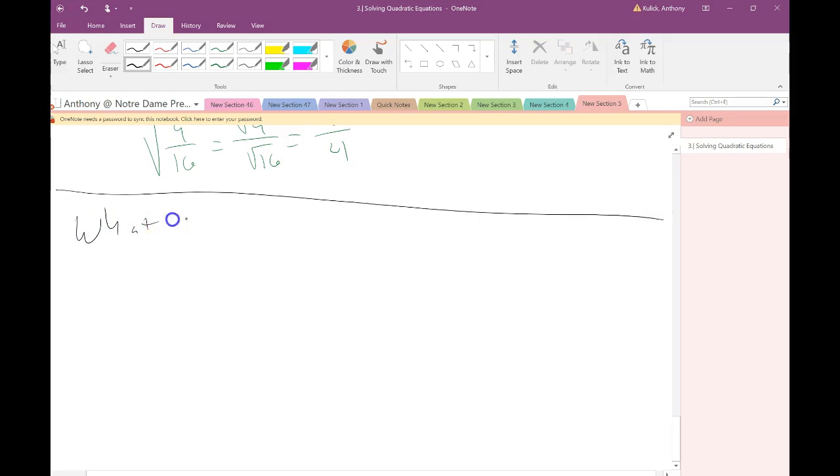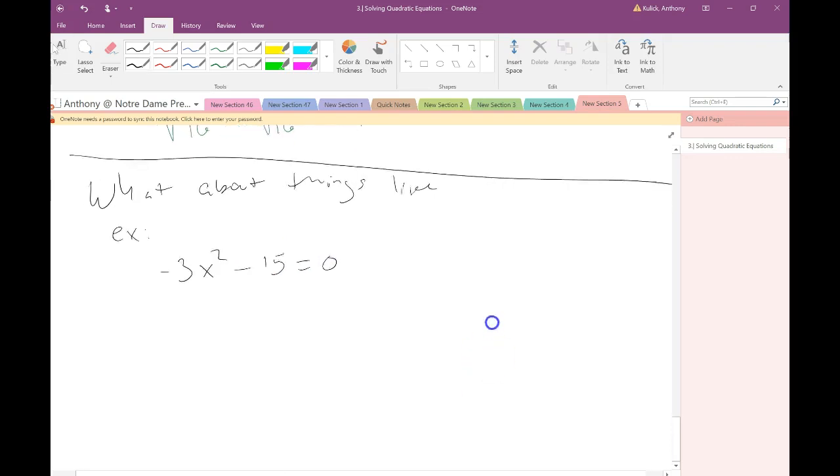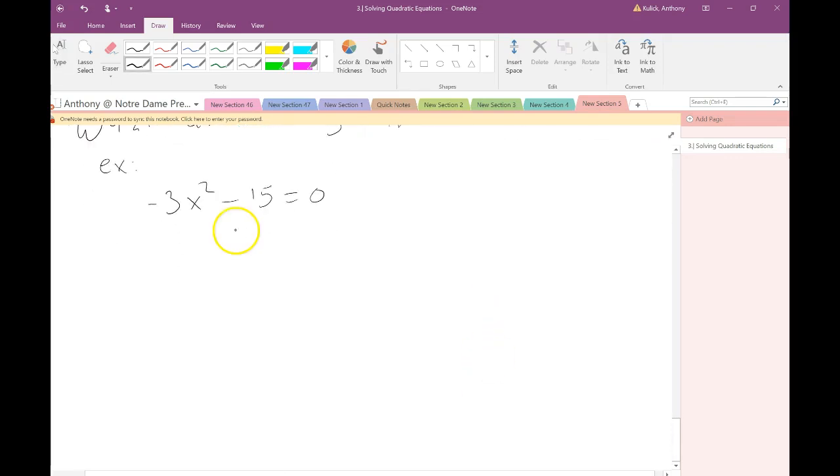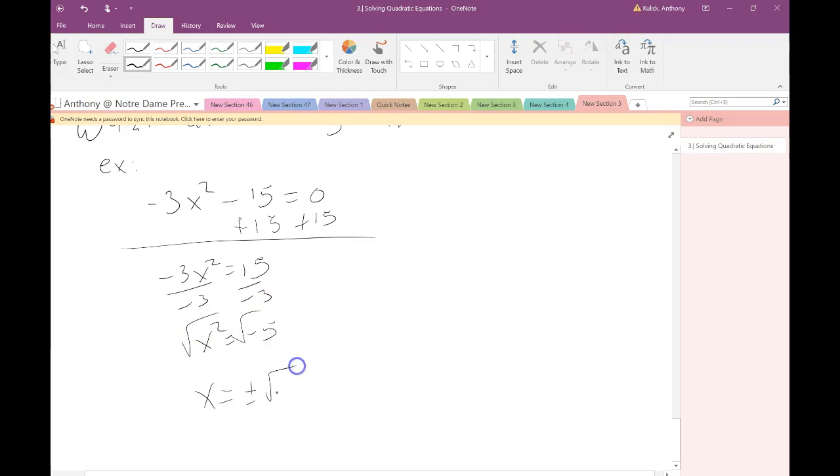So here's my question. What about things like, for example, 3x squared minus 15 is 0? Well, we can do the same thing. So we'll start by adding 15 to both sides. And then we'll square root both sides. We get plus or minus the square root of negative 5.